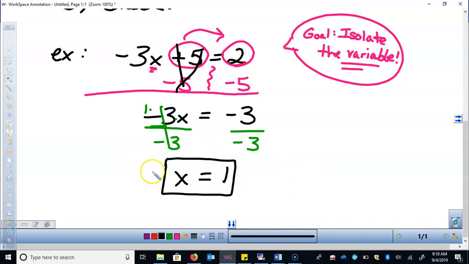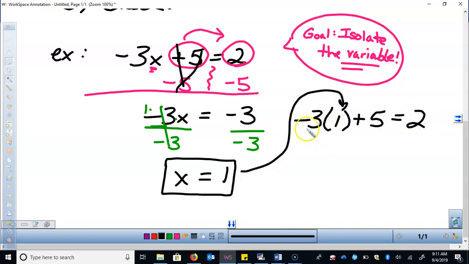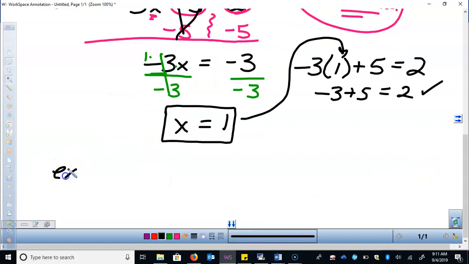Doing a quick check means, okay, everywhere I see an x in the original problem, I put 1 and then I solve it. Is the equation true? So substitute this in. Bing! -3 times 1 is -3 plus 5. Yep, that's 2. So we know we're correct. Okay? Let's do another one.